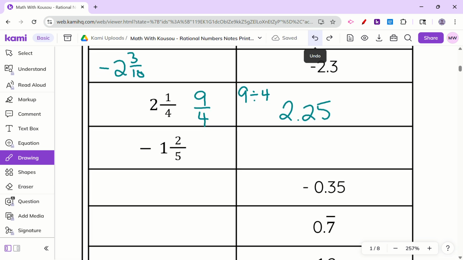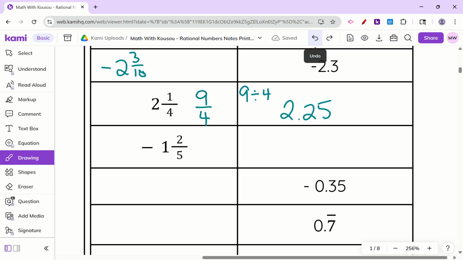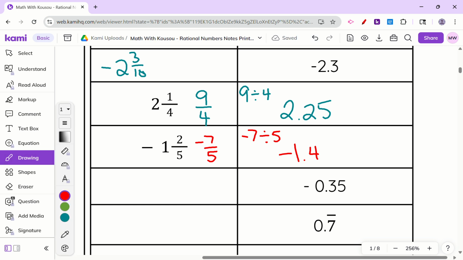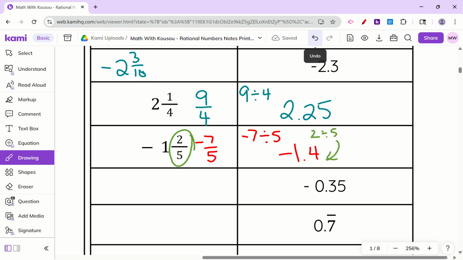The next one, we have negative 1 and 2/5. So if we turn this into an improper fraction, 5 times 1 is 5 plus 2 gets us 7. So we have here negative 7/5. So we would divide negative 7 divided by 5. In your calculator, do 7 divided by 5, and you would get 1.4. And then you can throw in that negative, right? We don't want to forget it. Or again, you could have dropped down the whole number of negative 1, and then you could have taken this 2/5 and done 2 divided by 5, and that would get you that 0.4.